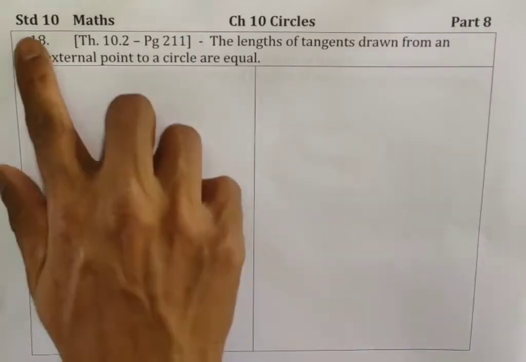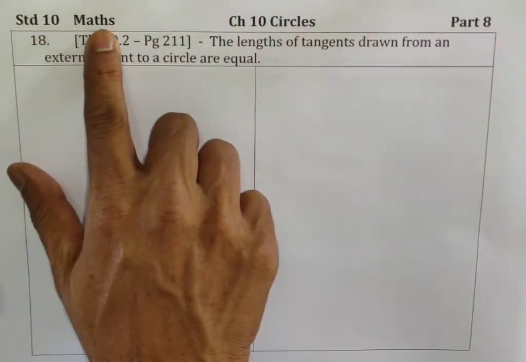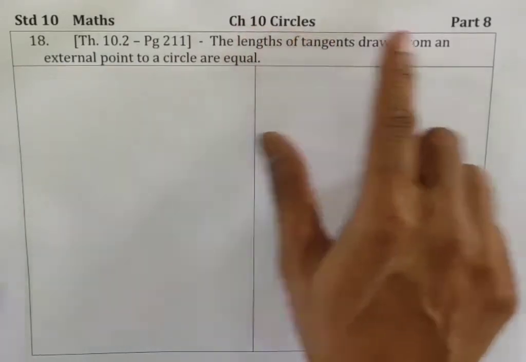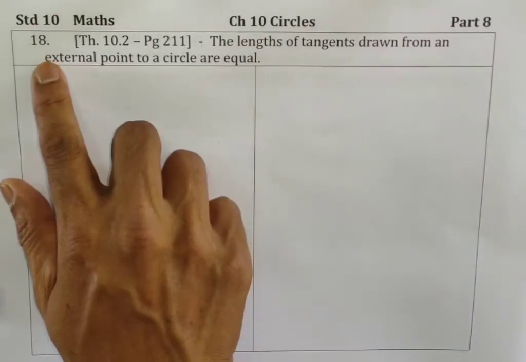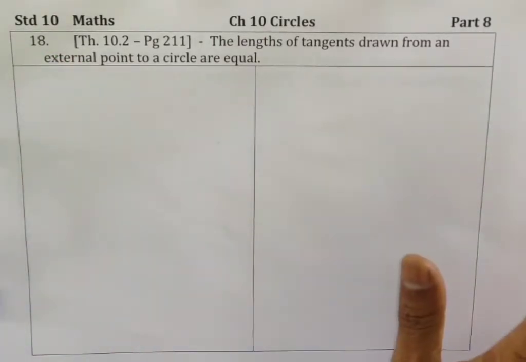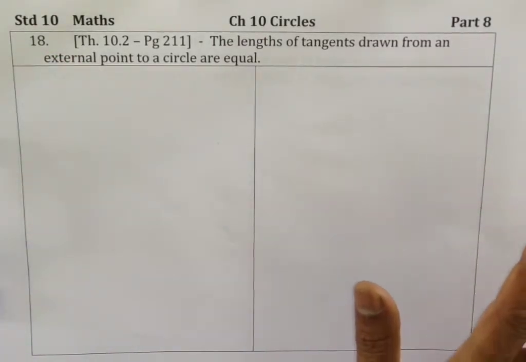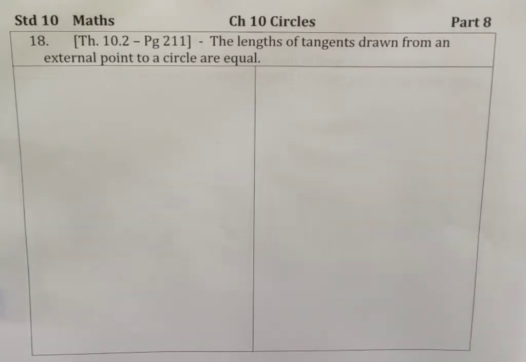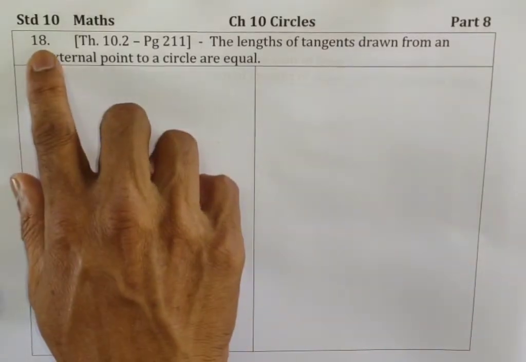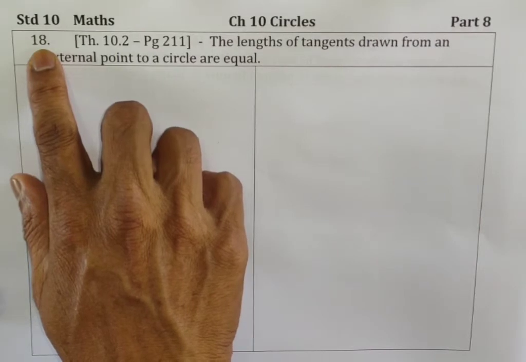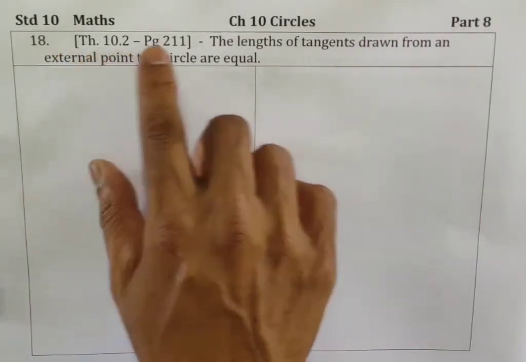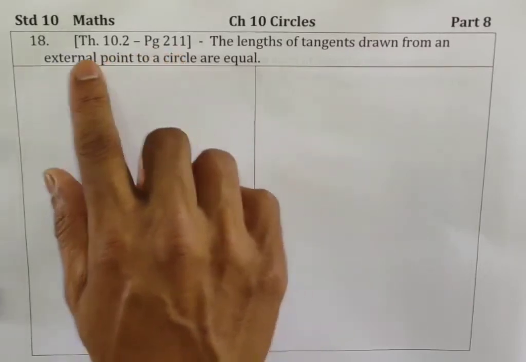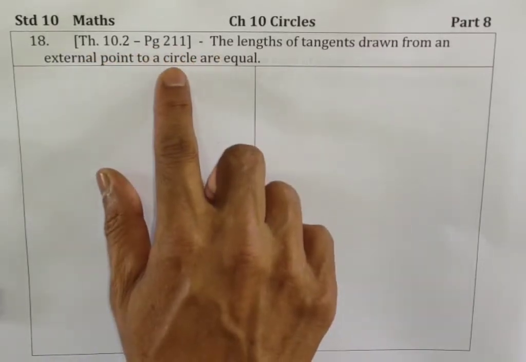Welcome back students to standard 10th maths chapter 10 circles, and we are in the 8th session, children. Now here so far we have solved 17 results, the proofs we have seen, correct? Now we proceed further, and that is the 18th one. It is theorem 10.2, page 211, and this is of 10th standard, children.